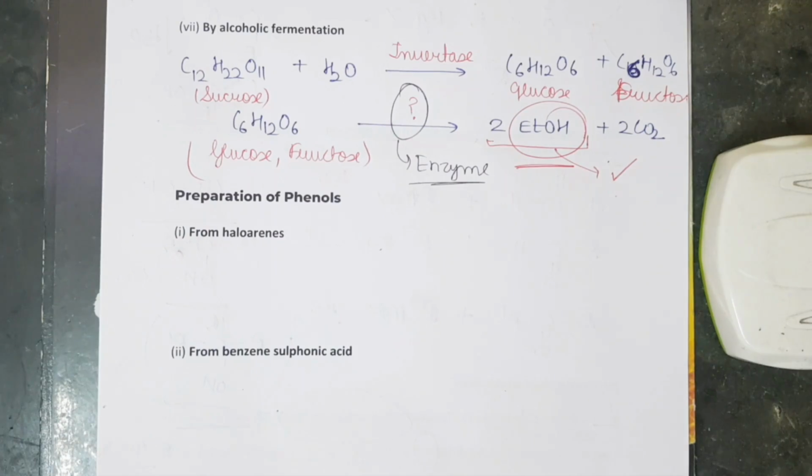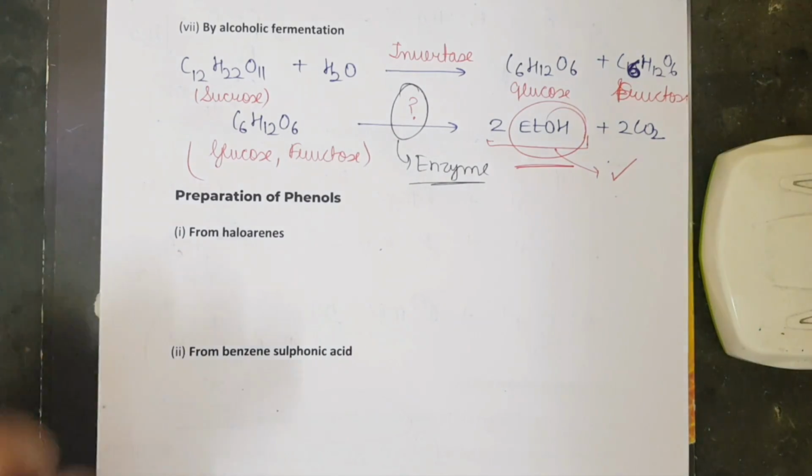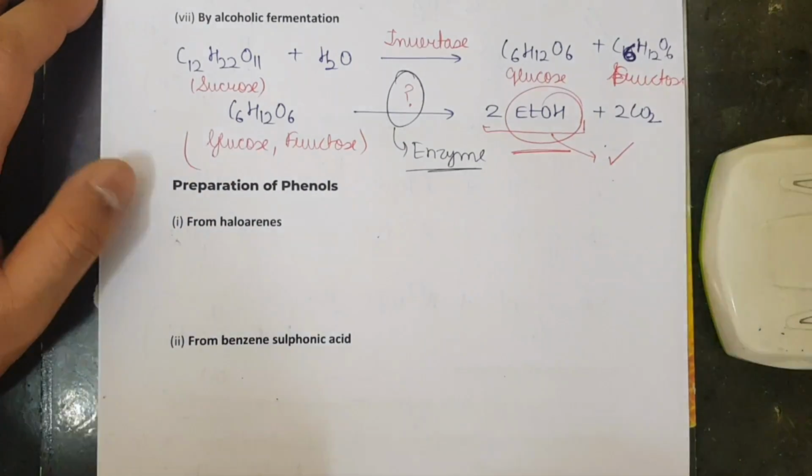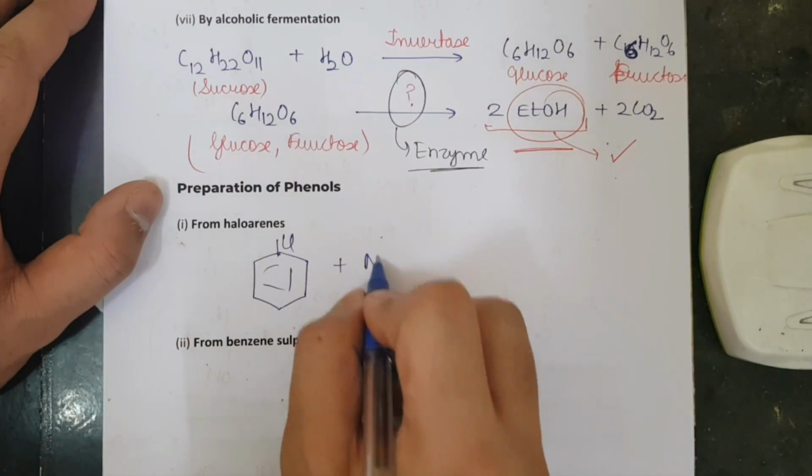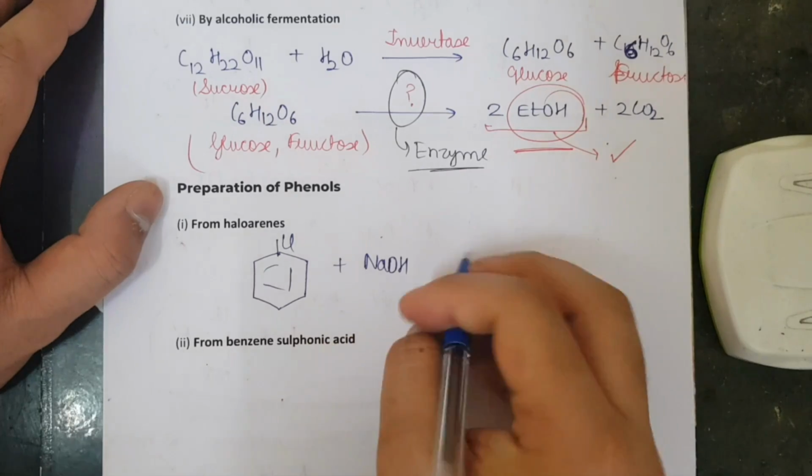Now we move on to the preparation of phenols. Alcohols is done. Now we are discussing the preparation of phenols. So what I do is that I take chlorobenzene along with NaOH. So what does this give me?